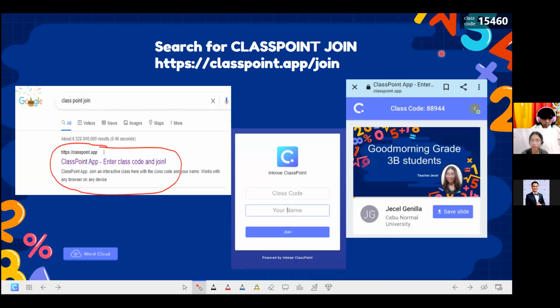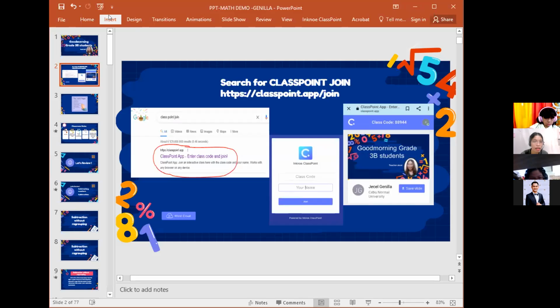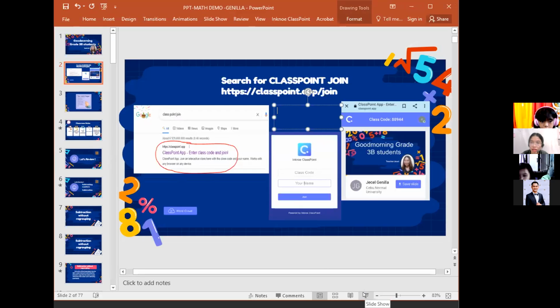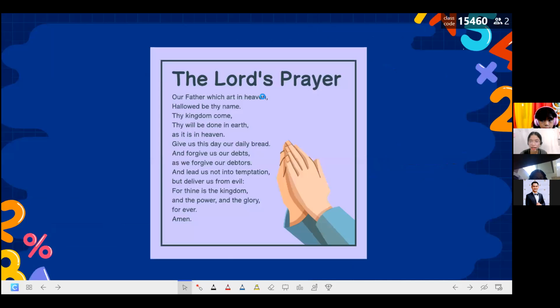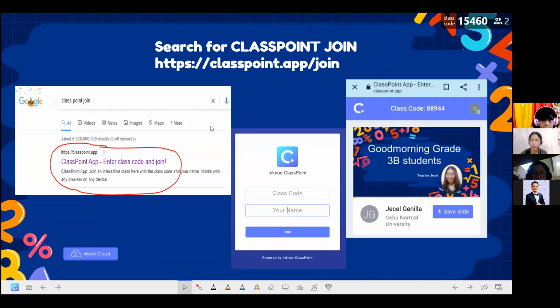Teacher, I can search it. You search ClassPoint join. What is the code again? The code is 15460. Excuse me, teacher. Is it this one, ClassPoint app, enter class code and join? Join, yeah, that one, join. Okay, I will write the code here. Should we write our full name, teacher? It's okay, Casey, you can just write your nickname, your first name.